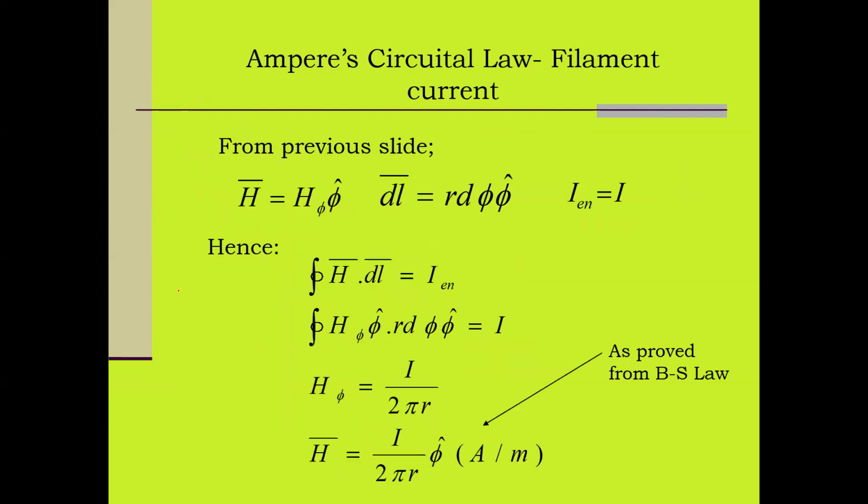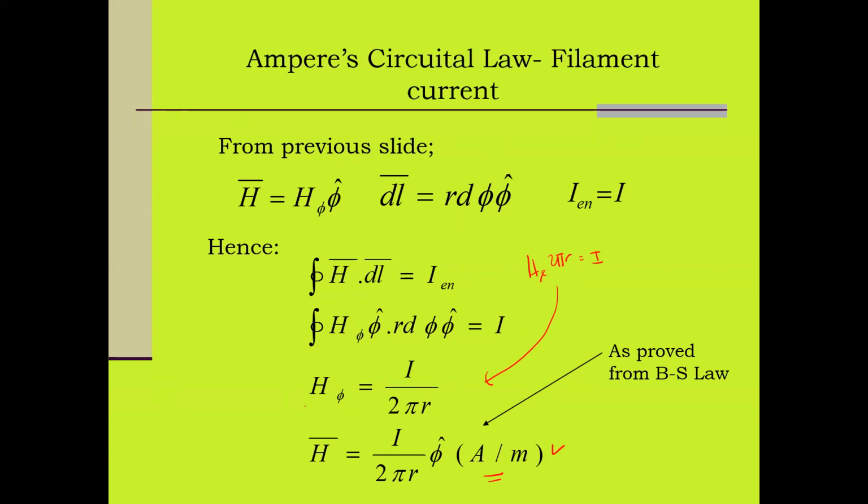For this, we're going to have these equations here on this slide, where we can write H φ 2π r equals I. So from the previous slide, we have H φ times 2π r equals I, and from here, H φ will be equal to I over 2π r. In vector form, the H vector is equal to I over 2π r in the direction of φ, in ampere per meter.